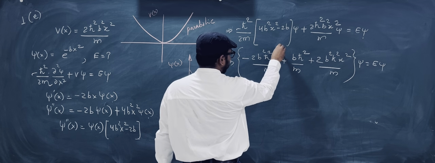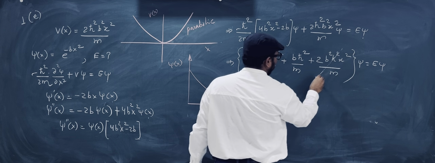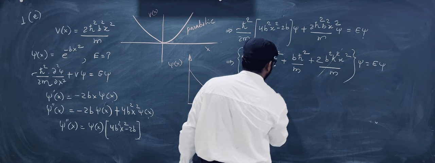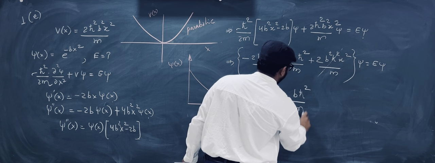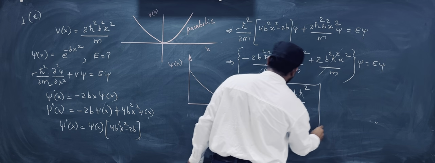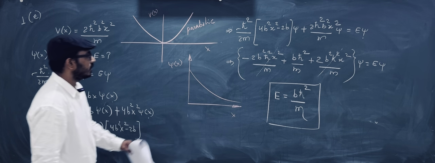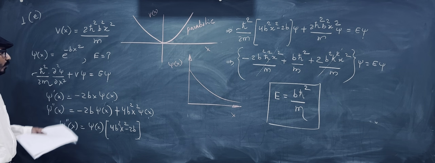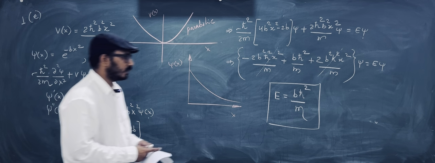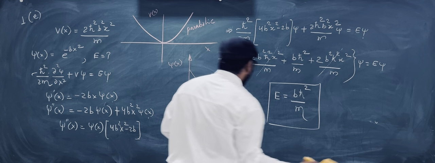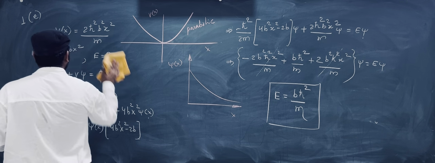So these two terms will be cancelled out, and we can compare and find that energy of this particle is simply bh square over m. This is the term for energy. So the potential was given and we have plugged all the values in Schrodinger equation and found out the value of energy. Now let's move ahead.